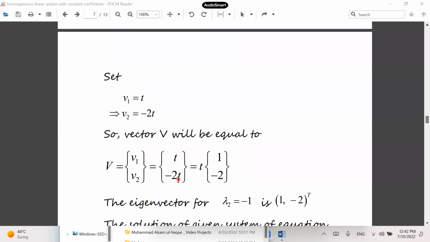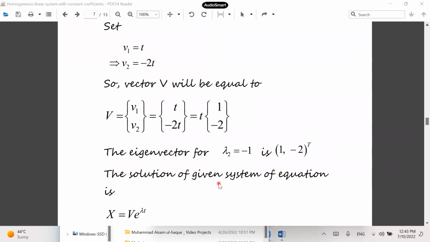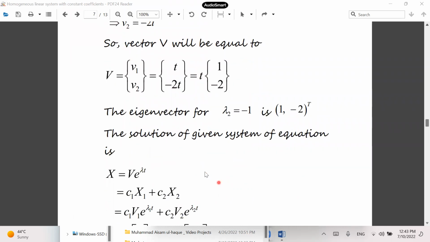So substitute in the vector v. Vector v is v1 and v2. So v1 is t, v2 is -2t. So we take t outside, that is common. So we will get 1 and -2 as the second eigenvector.